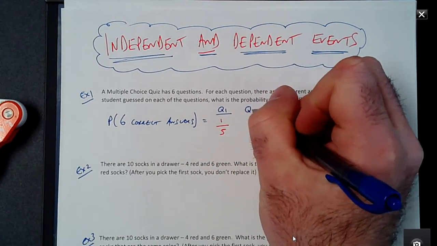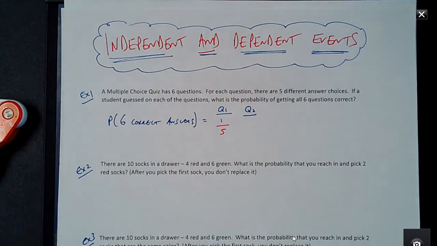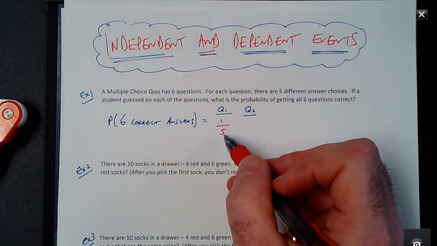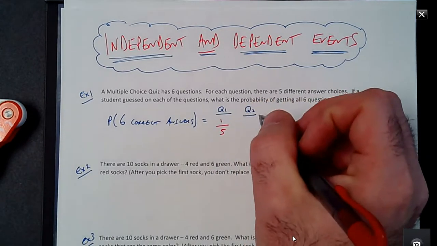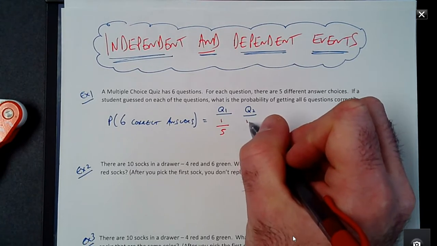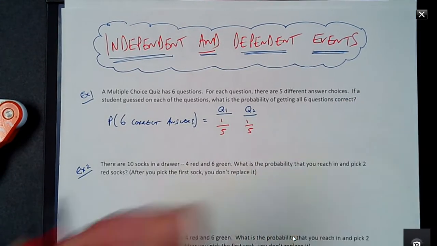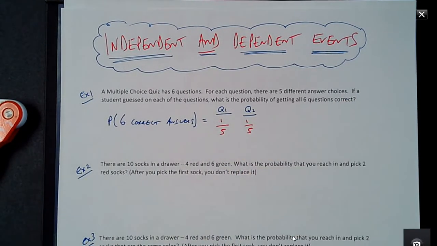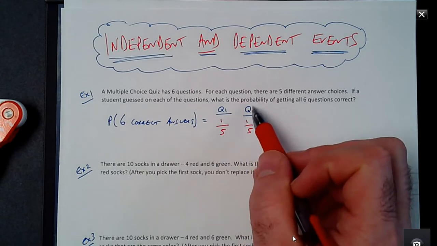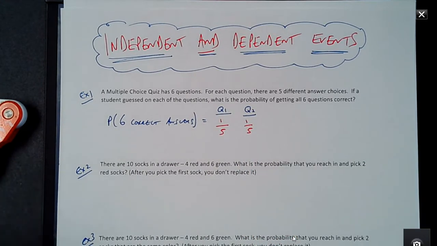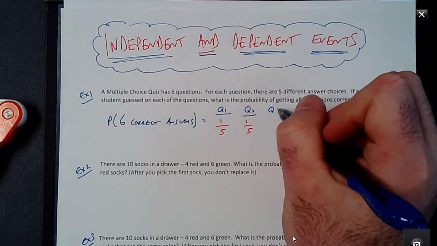But then I have to go on to the second question. Now, does my answer on the first question affect my answer on the second question? If I'm just guessing, then it really doesn't. So on the second question, I still have a probability of 1 out of 5. So these two events are what we call independent, because my first choice for question 1 doesn't affect my choice for question 2.